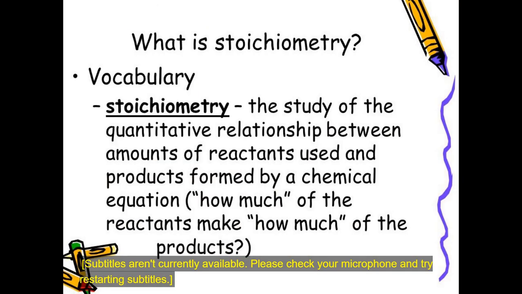So, stoichiometry is a study of quantitative relationships between the amount of reactants and the amount of products that are formed. In other words, how much of the reactants can make how much of the product. So just sort of like the cookie analogy. You don't have to use these exact words. Make sure that you are using words that you understand.